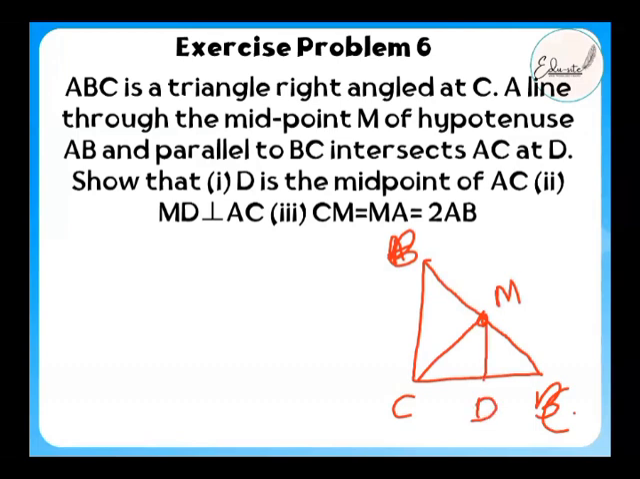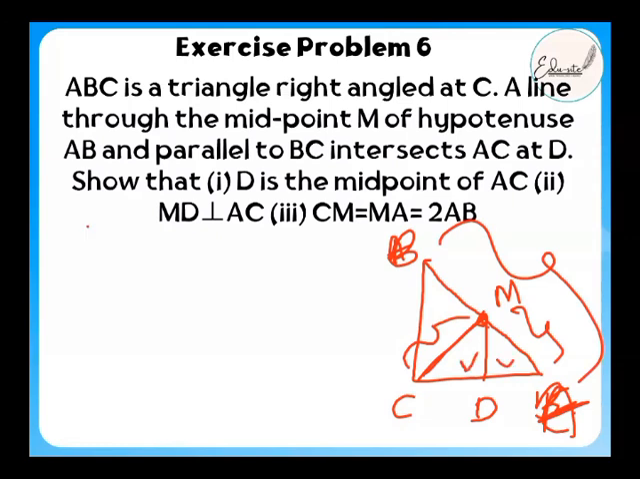We just have to prove that CM is equal to MA. So A is here, B is here. We have to prove that this is equal to this, and then we are going to prove that this is half of AB, half of the side AB. First, we are going to prove the congruence in this and this.